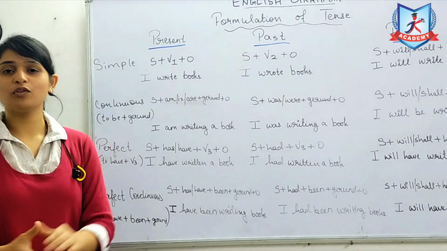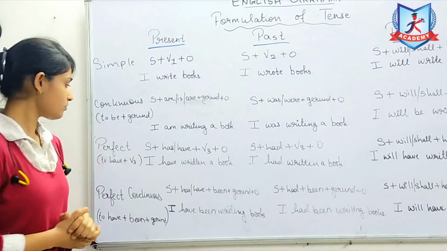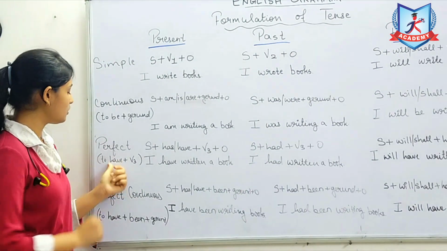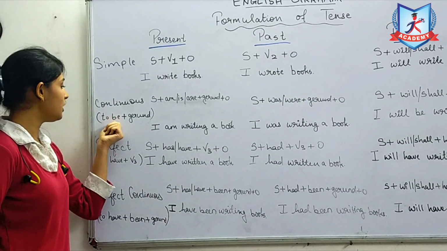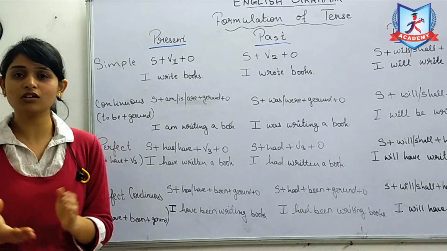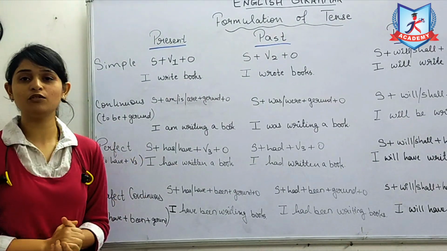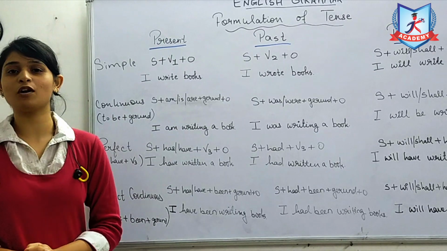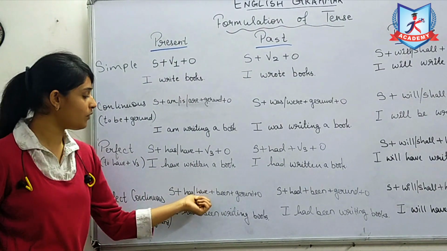Now some of you might question, why do we use been? परफेक्ट टेंस की फॉर्मूला होती है to have plus V3 form. कंटिन्यूअस टेंस की फॉर्मूला होती है to be plus gerund. And when I have to combine both of those tenses, तो to be का V3 form मुझे use करना है. To be का V3 form होता है been. That is why in perfect continuous tense we always use been.